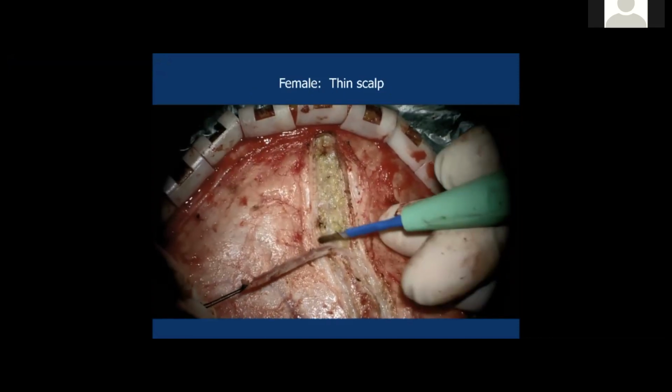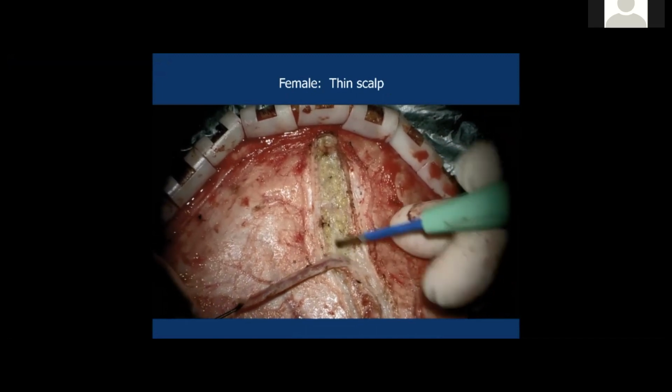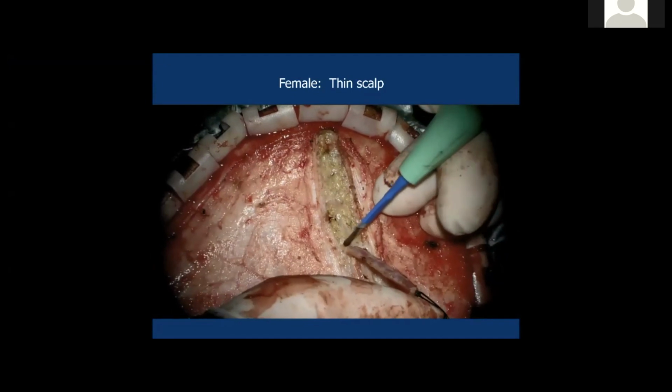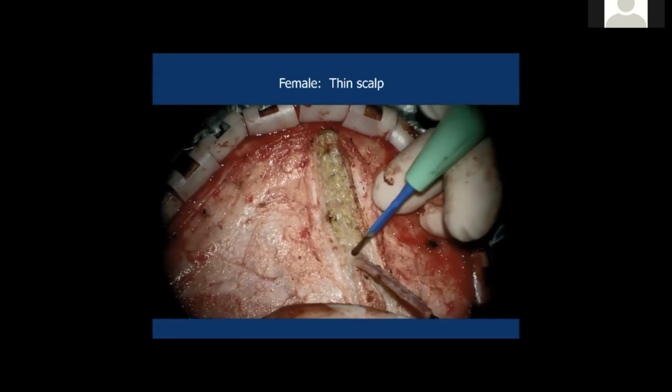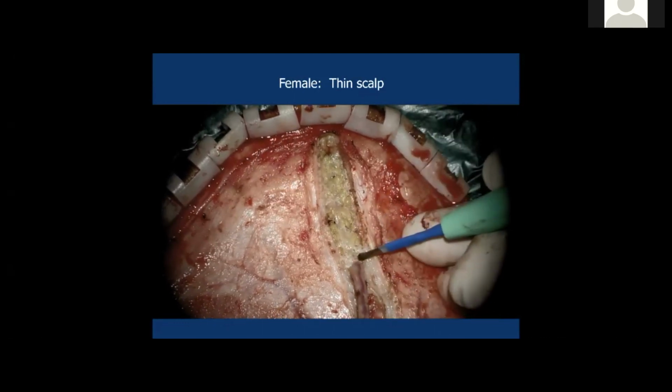So this is how I dissect the STA from the inner side of the scalp. You use a small power monopolar to dissect the STA. It's a very fast and easy way.